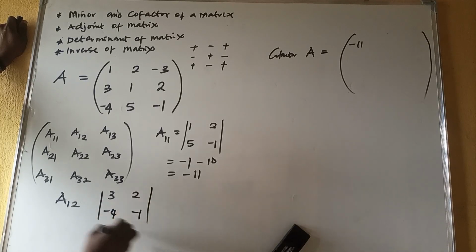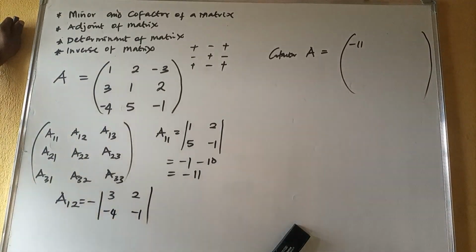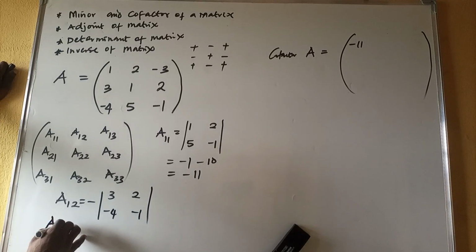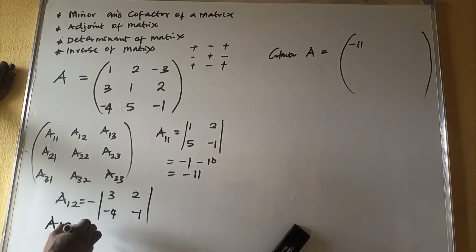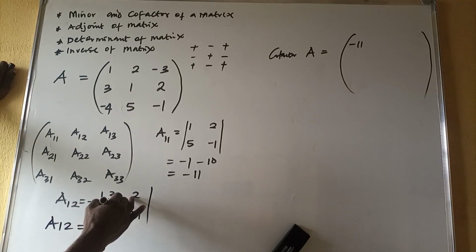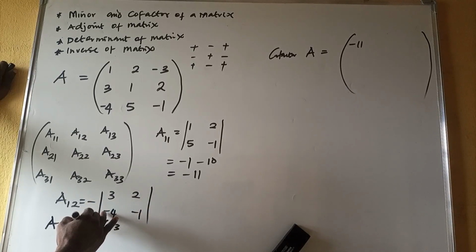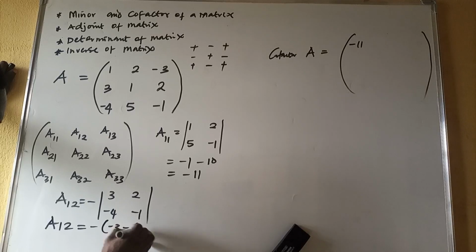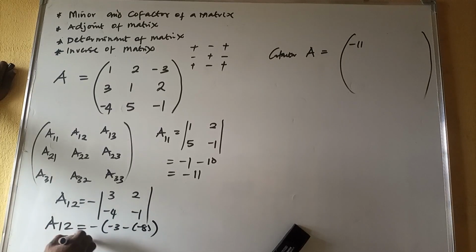Remember, we are going to multiply it by the sign conversion, so let me put the negative sign there so that we don't forget it. So A12 is equal to minus 3 times minus 1, which gives me minus 3, and 2 times minus 4 gives me minus 8. Minus times minus is plus, so this gives me minus 3 plus 8, which is 5. 5 times minus 1 gives us minus 5.